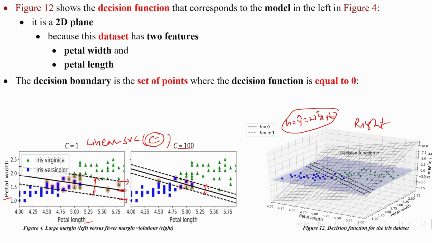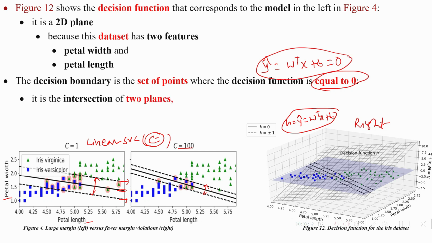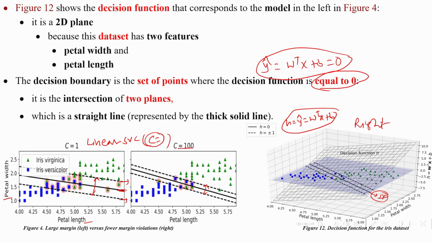Now the decision boundary is the set of points where the decision function is equal to 0. So what is the meaning of the decision function? The decision function is y cap equals W transpose X plus B equal to 0. Then that becomes the decision boundary. Now it is the intersection of the two planes, which is a straight line. That is represented in the form of a thick line. This straight line is called your decision function. The decision function exactly divides the data into two parts.